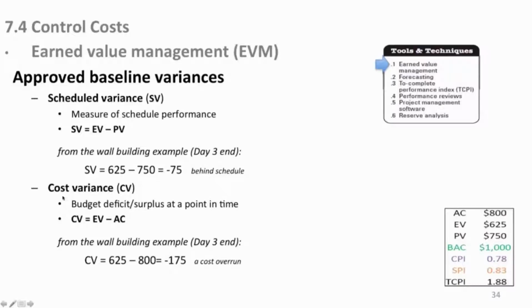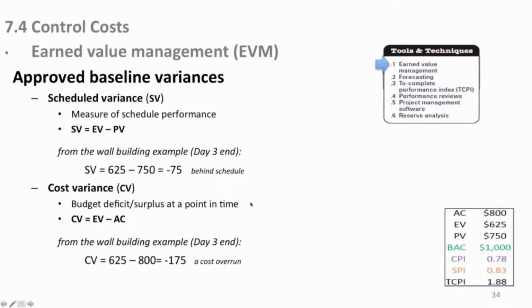Very similarly with cost, your CV, your cost variance, it's the budget deficit or surplus if you've actually accomplished something in less money than planned at any point in time. So your cost variance is your earned value down here, 625, again, same thing as earned value, minus the $800 that we spent instead of what we should have spent. So we have a cost overrun of 175. In this case, yeah, it's dollars. Okay, very simple right here.